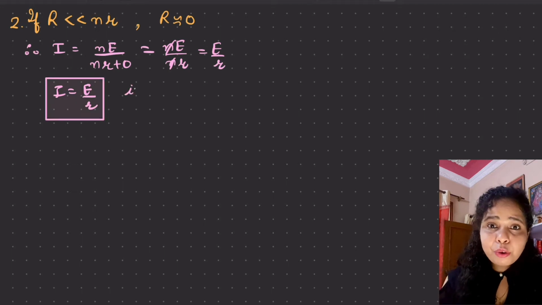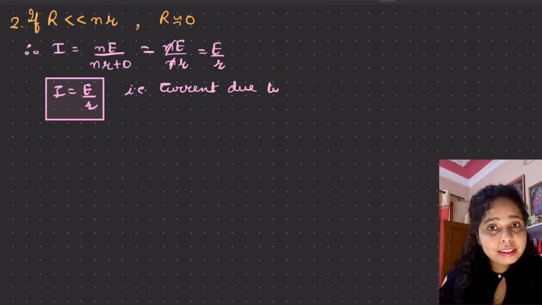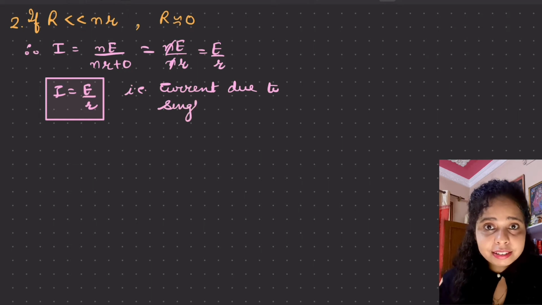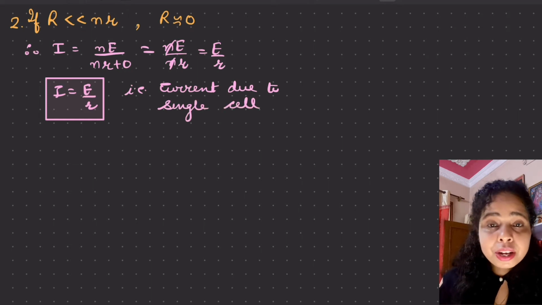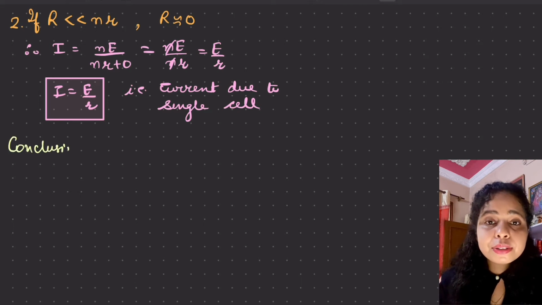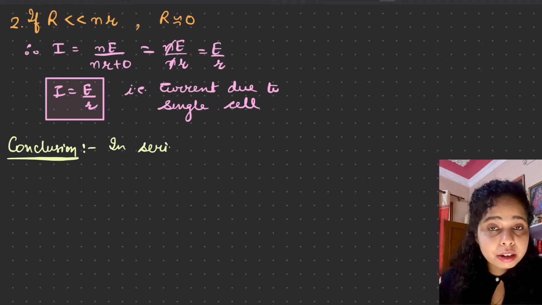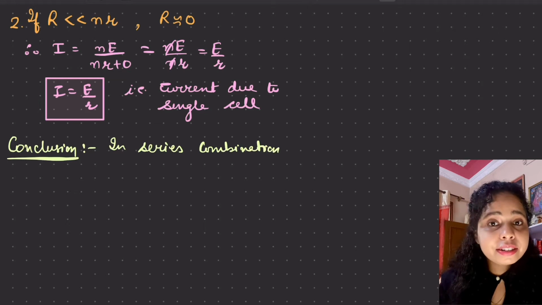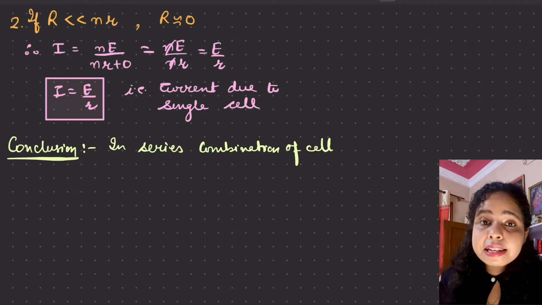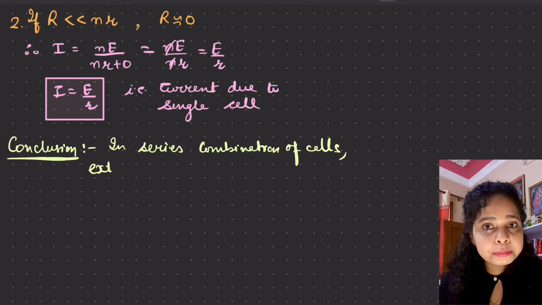That means we will not be benefited if we attach an external resistance having a very low resistance. If the external resistance has a very low value, then in a series combination of cells we cannot withdraw the maximum current. So in a series combination, if we want to withdraw the maximum current, we have to attach a very large resistance in series with the series combination of the cells.